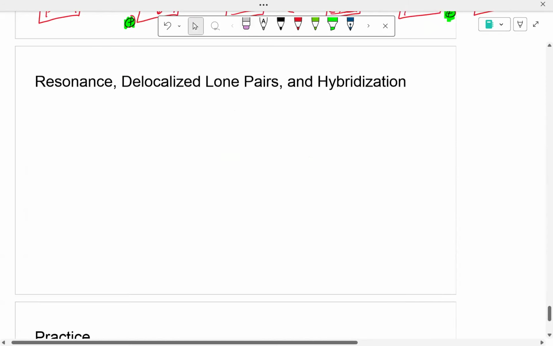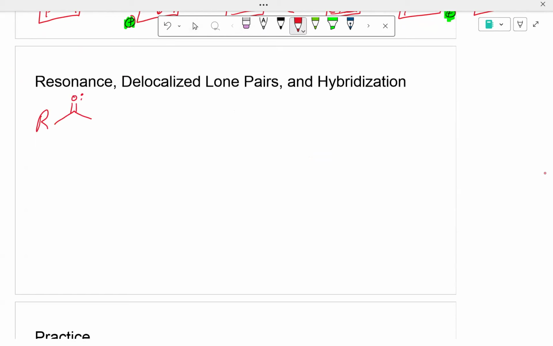Now, the last thing I want to look at is the effect that resonance has on hybridization. I want you to copy this structure down here, and I'm going to ask you a review question. What is the hybridization of that nitrogen? You look at that and say, well, I've got four regions of electron density. It's got to be sp3, right?